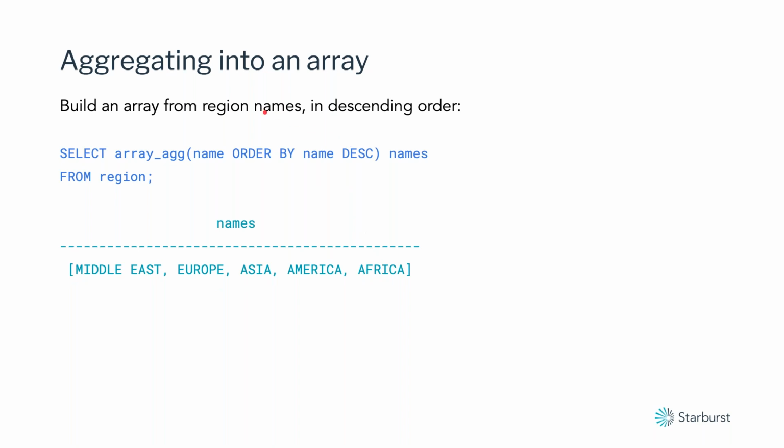And while this is quite useful, it's important to be aware that arrays are in memory. And so if you've got billions of items, you wouldn't want to use array_agg because you can't have an array with billions of items. You'd run out of memory. So just be conscious when you're using this, but it can be quite powerful.